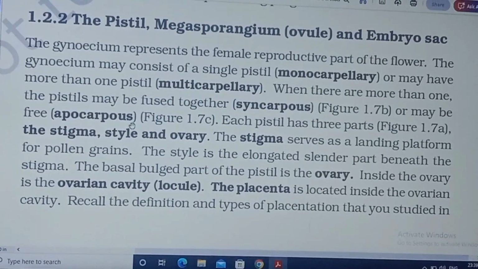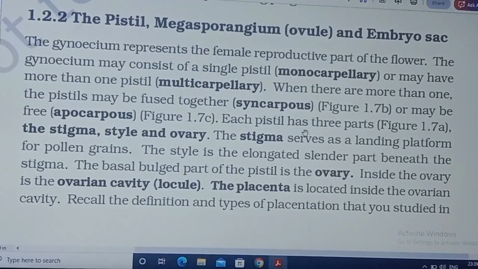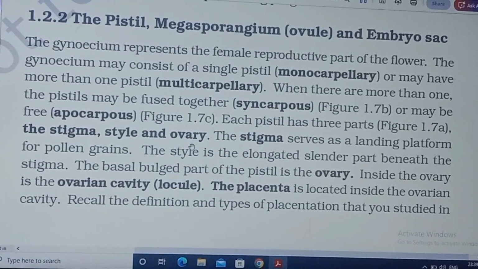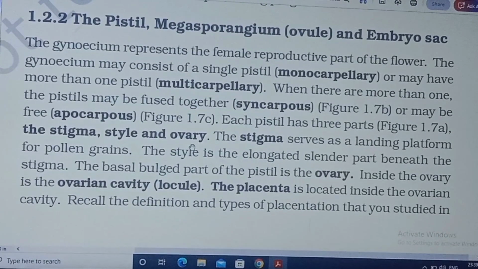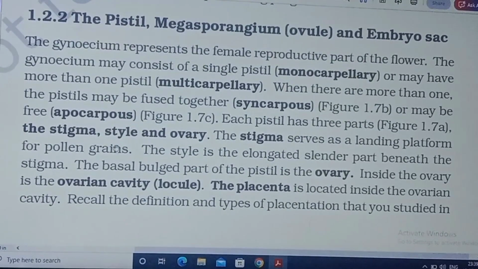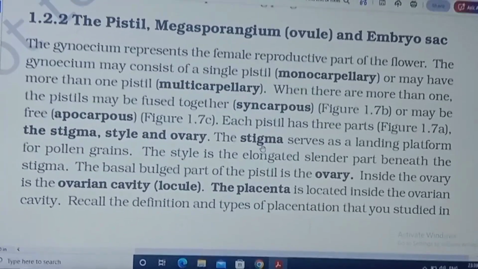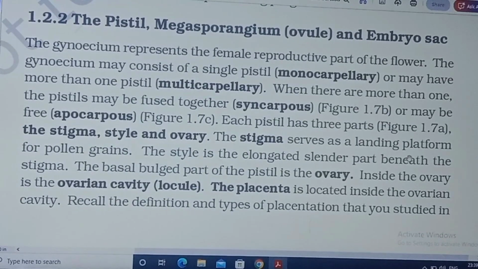They can ask this in the second PU definition, or they can ask it in the NEET examination. Each pistil has three parts: the stigma, style, and ovary. In the next page, I will show the syncarpous, apocarpous, and the style, stigma, ovary pictures. The stigma serves as the landing platform for pollen grains.